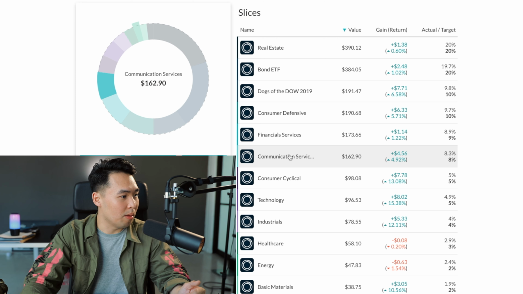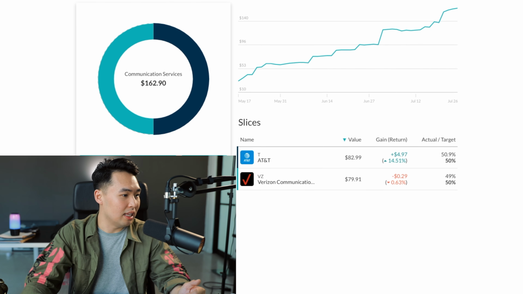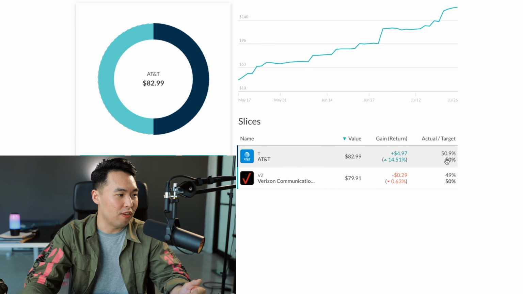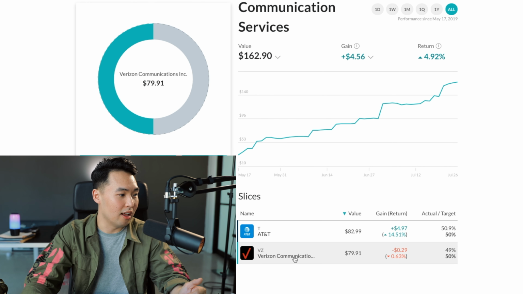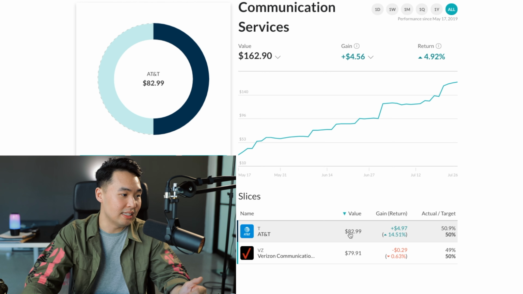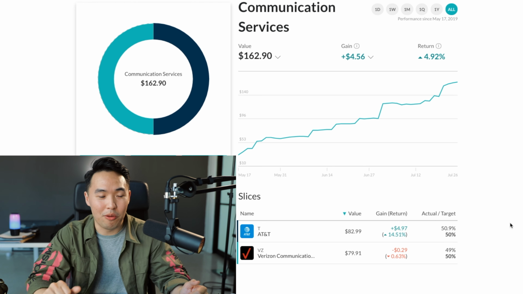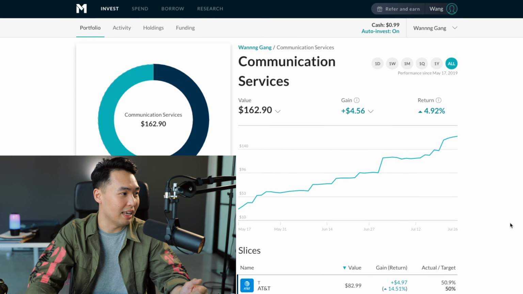So if we go into the communication services here, you can see that I have around a 50-50 split. I own 50% here in Verizon and 50% here in AT&T. Total value in this is around $82, $83. So I have a long way to go before I hit $20,000 worth of AT&T.